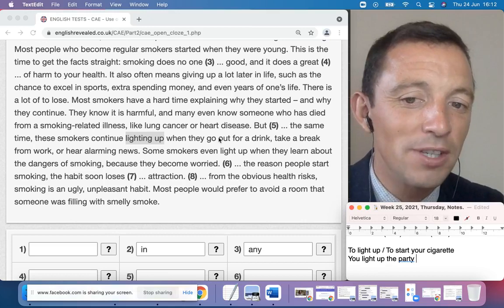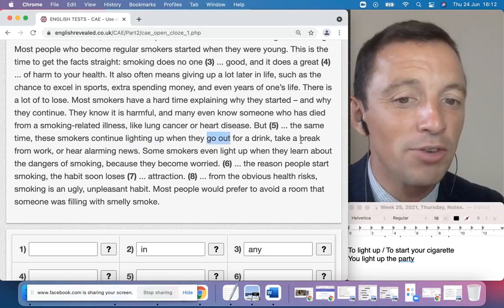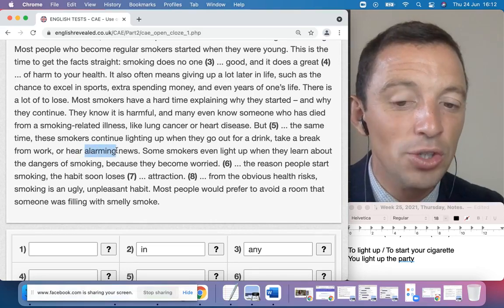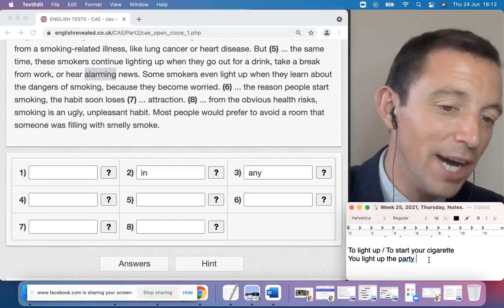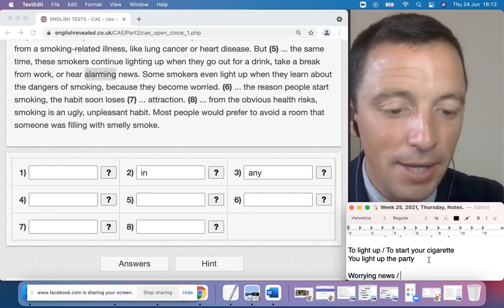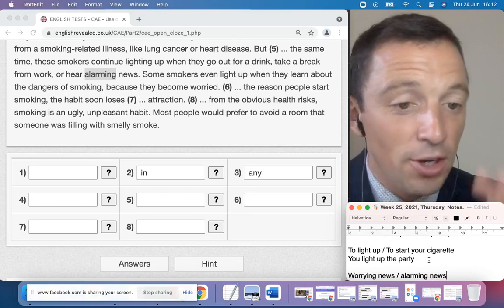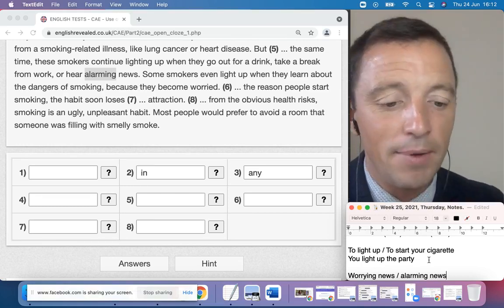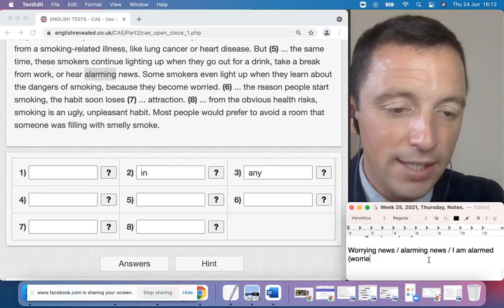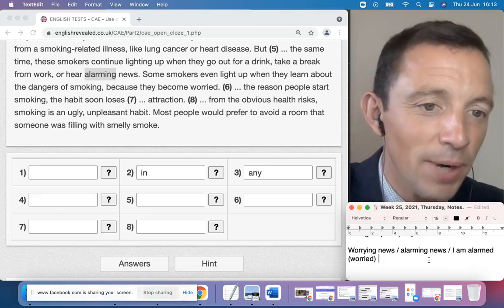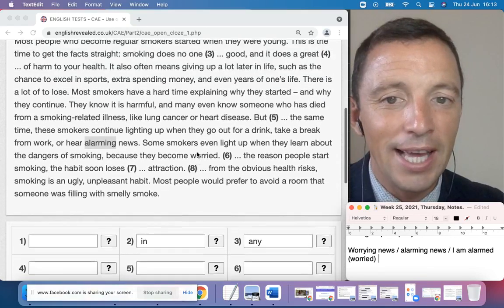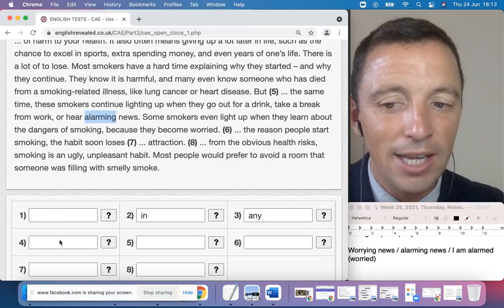When you go out, salir, when you go out for a drink, take a break from work, or hear alarming news. Alarming news is a very good adjective, it's like very worrying news. Good vocabulary. You can say I am alarmed, and that means I am worried, I am afraid, I am really anxious. So number 4, I think, is deal, a great deal of harm.